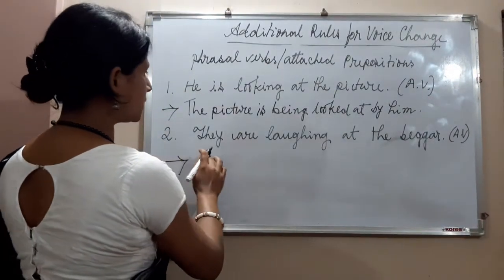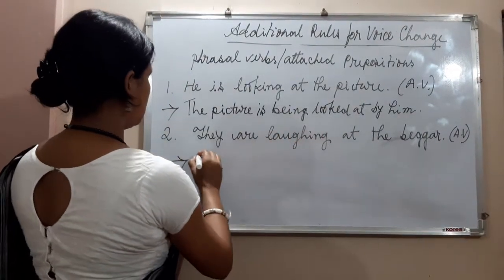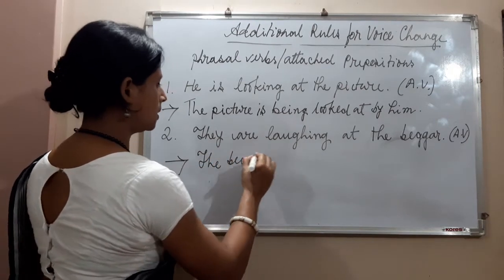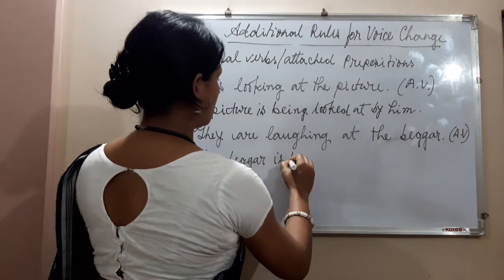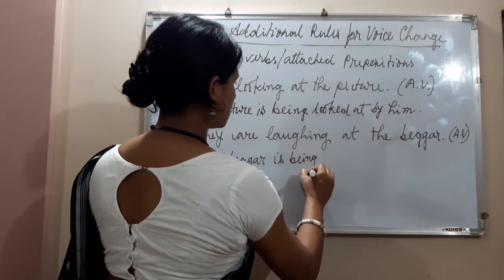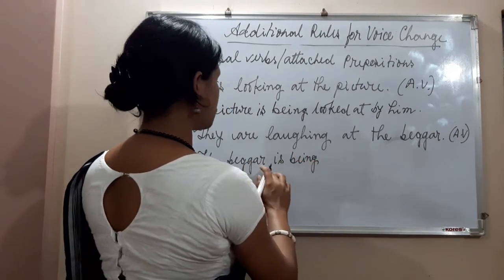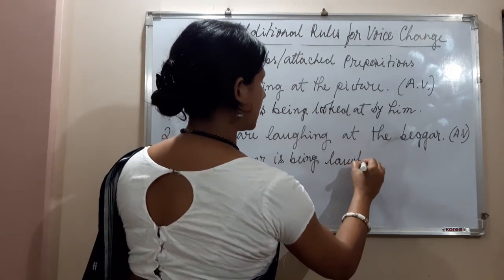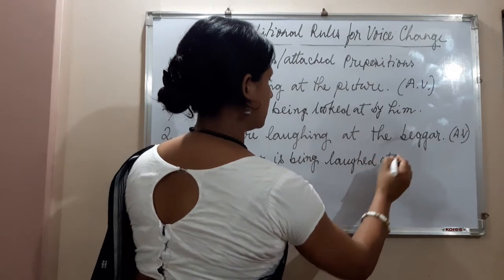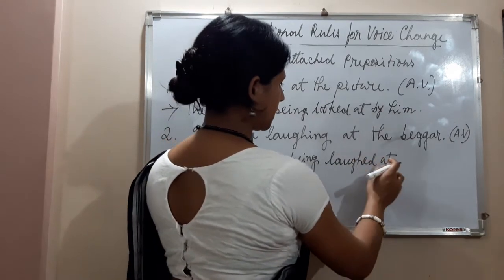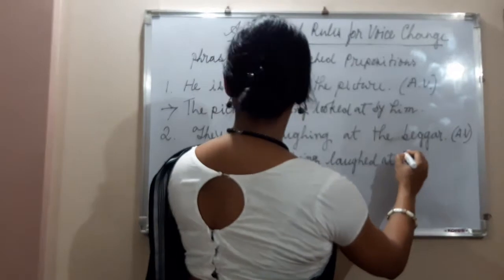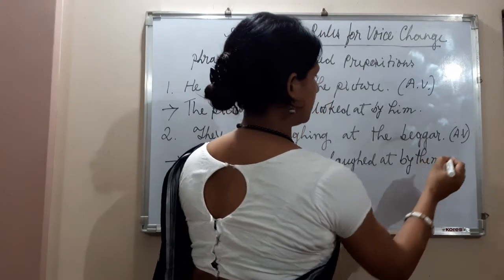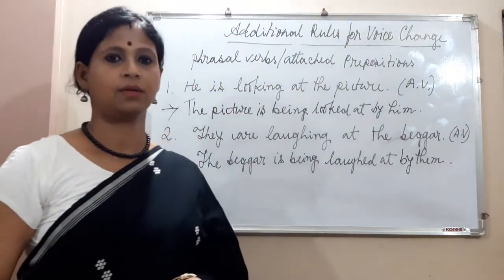And the second sentence, they are laughing at the beggar. The beggar is, I have taken the same tense form here also, present continuous. The beggar is being laughed at. So this preposition is always attached to this verb, laughed at by them. This is the passive form.